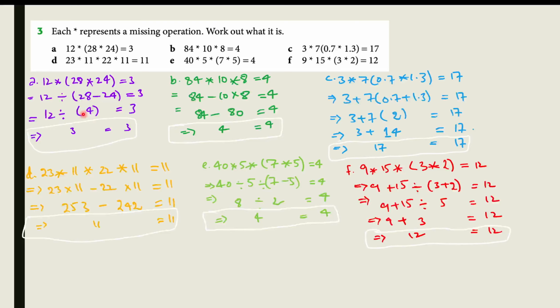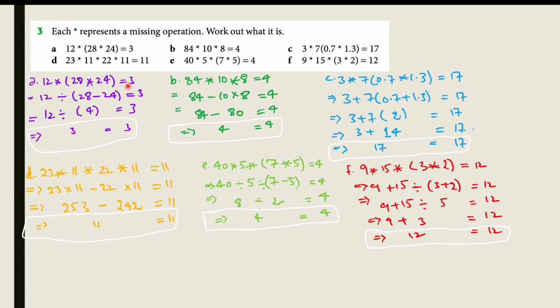Starting with the very first one. In here we have 12 star, and then a bracket, in the bracket 28 star 24, and on the right hand side we have 3. So we have to find the type of operations that gives us 3 on the left hand side as well, so it should be equal to 3.